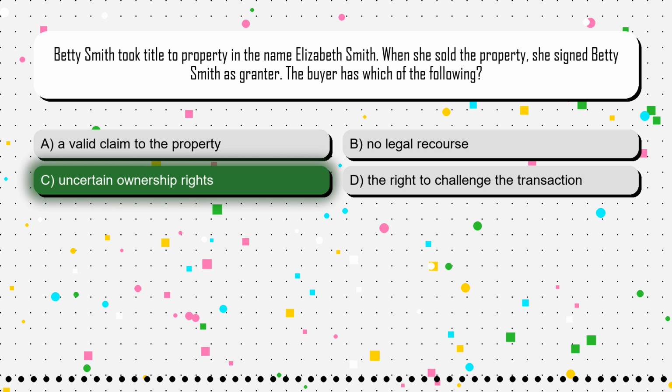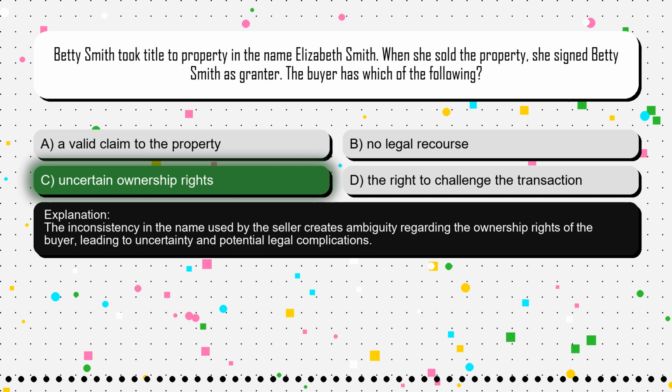Option D, the right to challenge the transaction. The correct answer is option C, uncertain ownership rights. The inconsistency in the name used by the seller creates ambiguity regarding the ownership rights of the buyer, leading to uncertainty and potential legal complications.